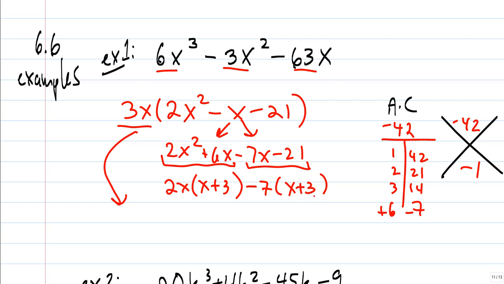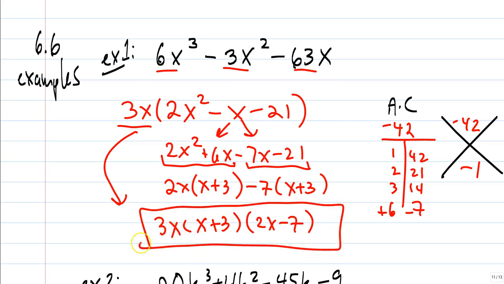And now, what do these 2 terms have in common? X plus 3 leaves 2x minus 7. Why do I have this arrow over here? Oh yeah, don't forget to bring down the 3x. This section is nothing new. It just takes what you've done, puts it together, and you'll see, kicks it up a notch.